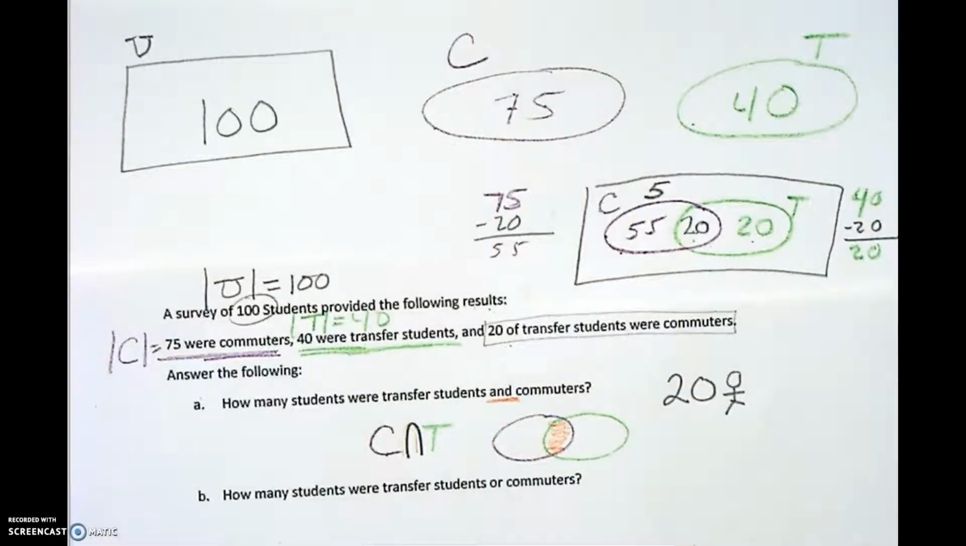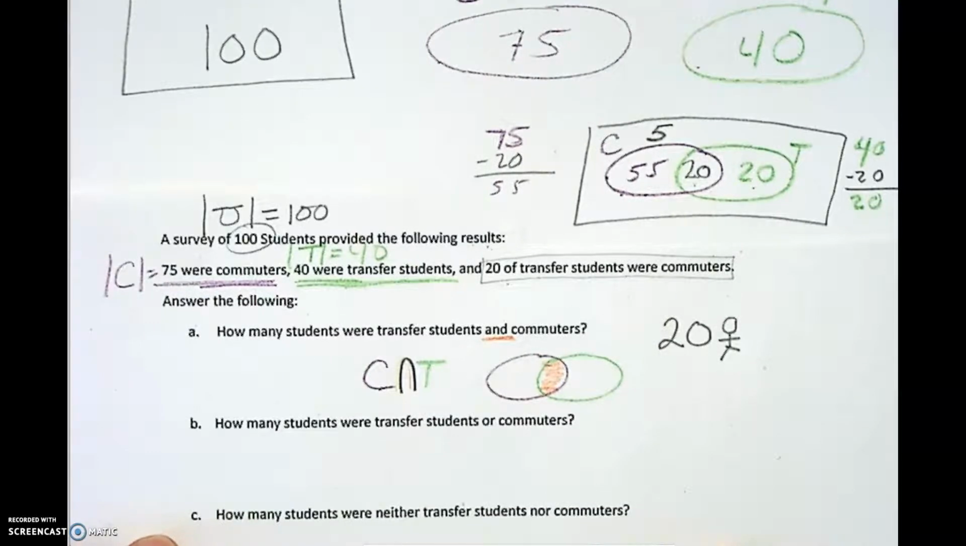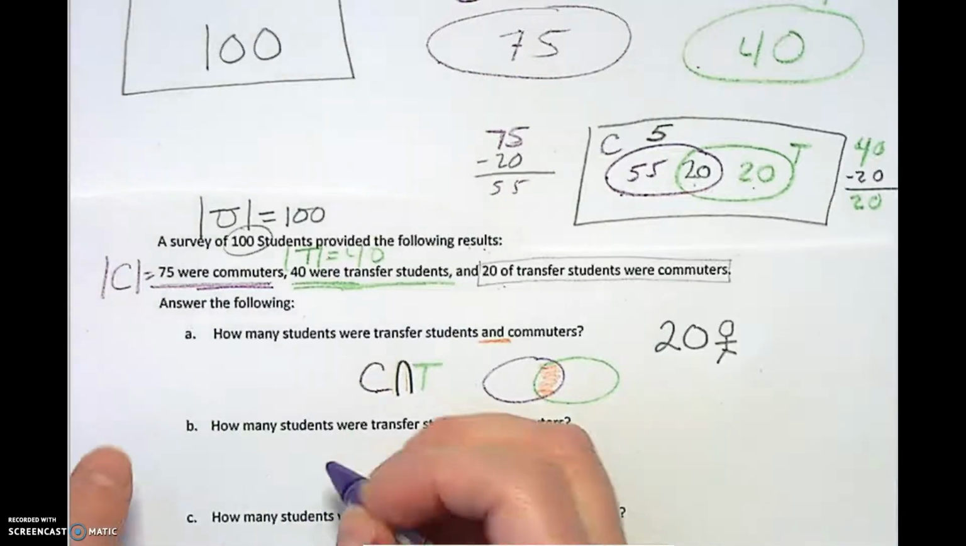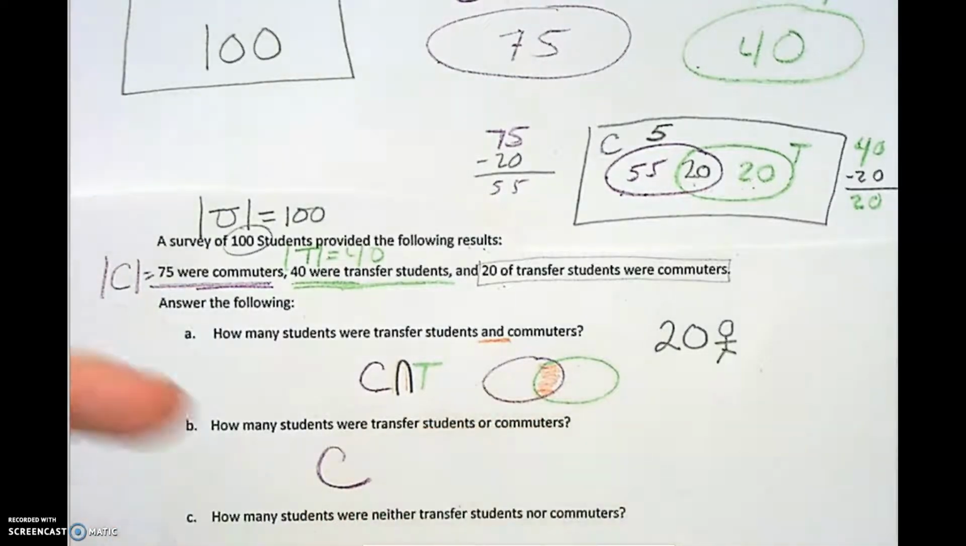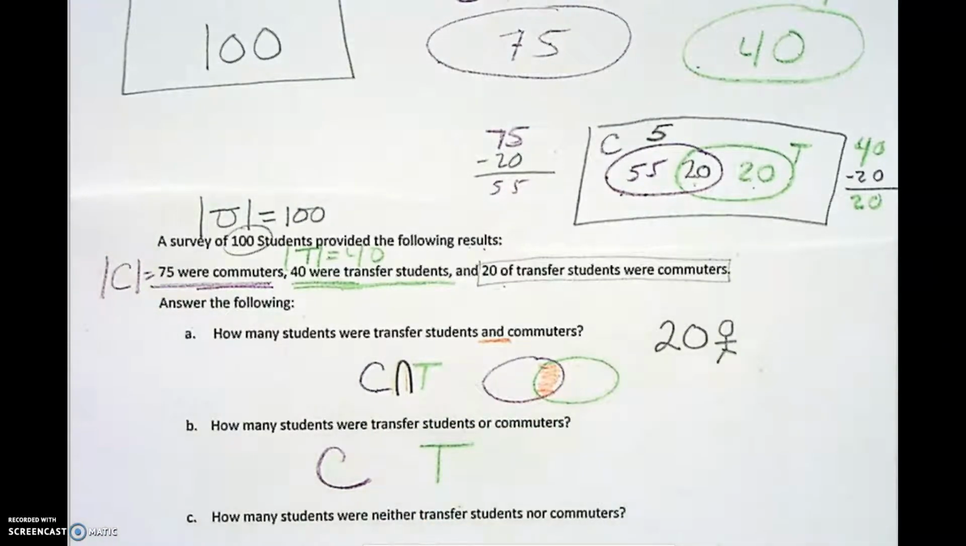All right, so next I'm going to come down to how many students were transfer students or commuters. How do you deal with or in math? Do you remember? What's the word for or? A lot of people forget that, actually.